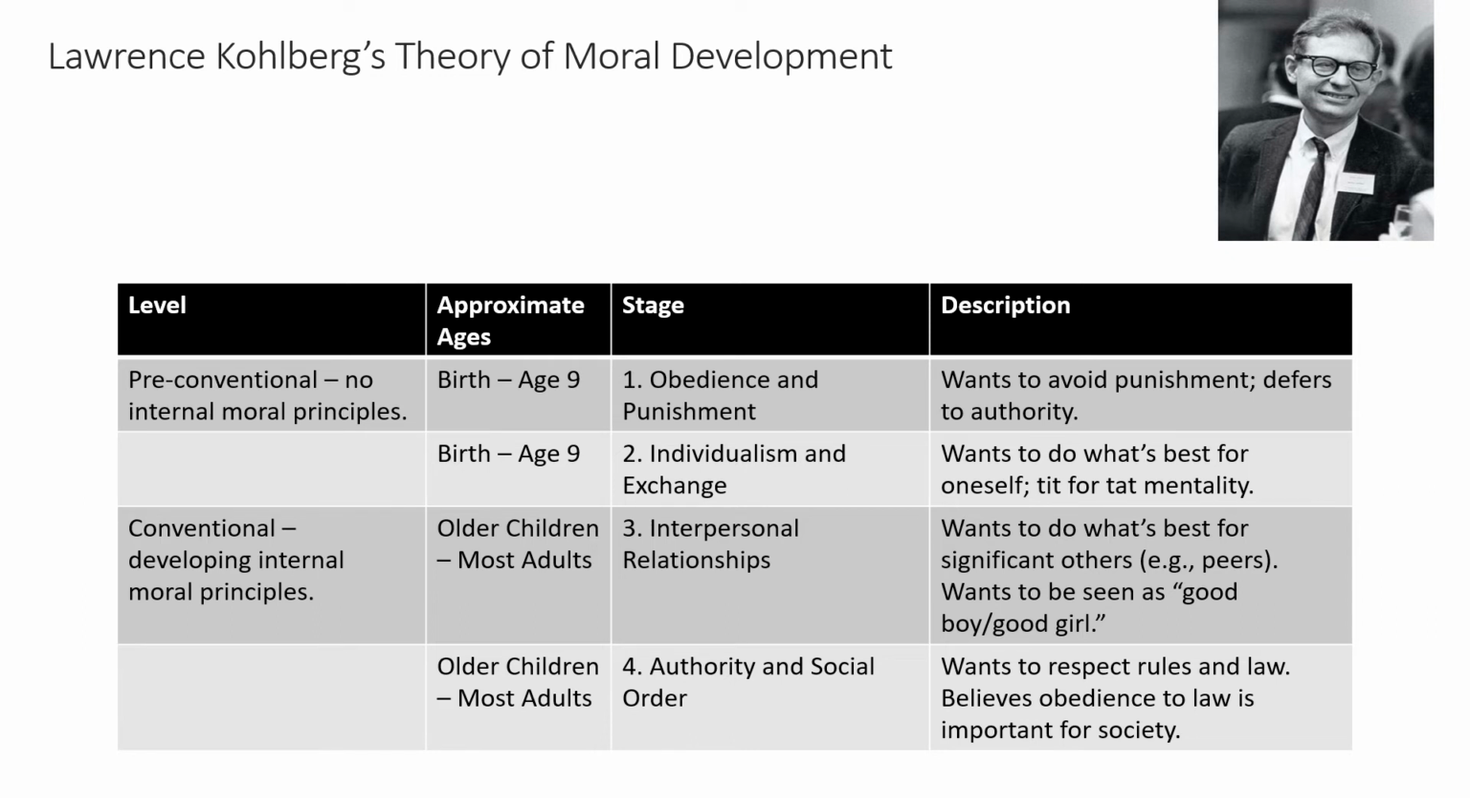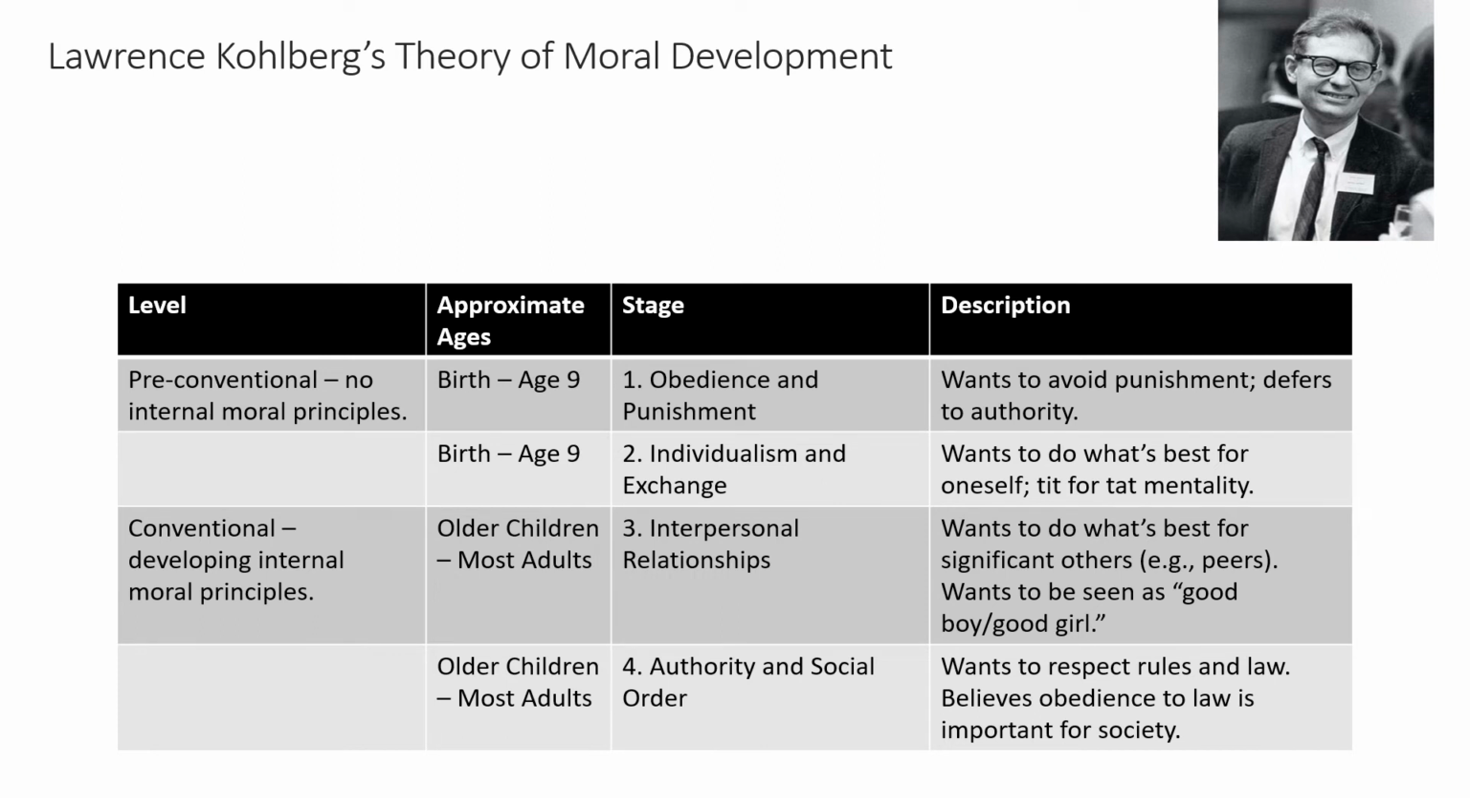The second level is called conventional. At this level, individuals are developing internal moral principles. Remember, at the pre-conventional level, they had none. But now, older children, around the age of 9, start to develop some guiding principles that they live by morally. This is also divided into 2 stages, and it runs from about age 9 or 10 into adulthood. Many adults never progress past the conventional level. We'll talk about the next level in a little bit. But for now, know that many adults are still at the conventional level.